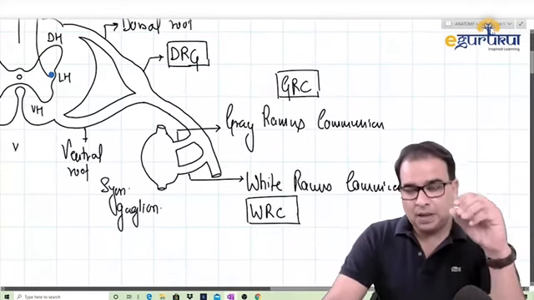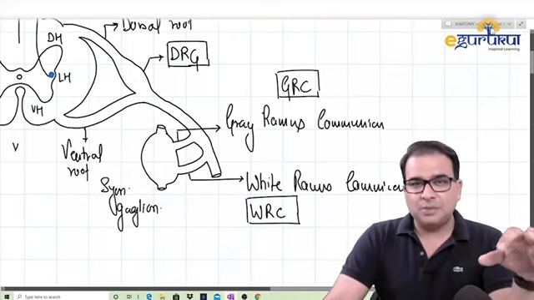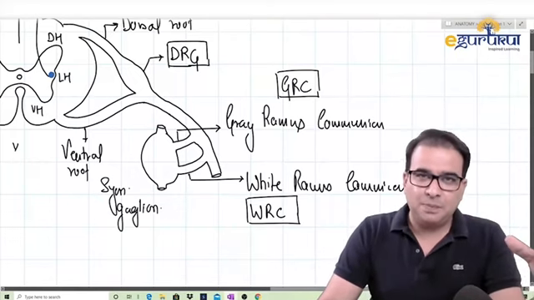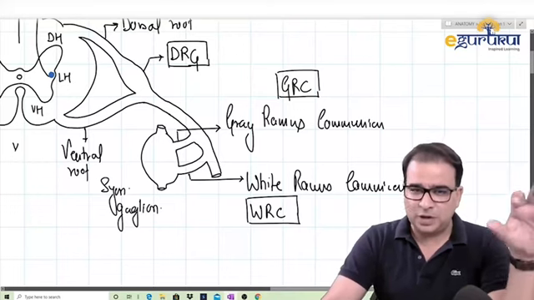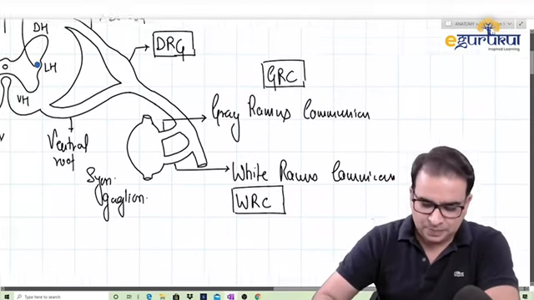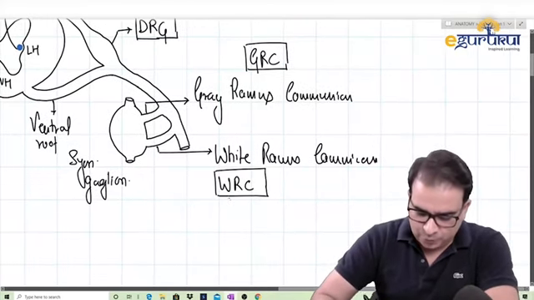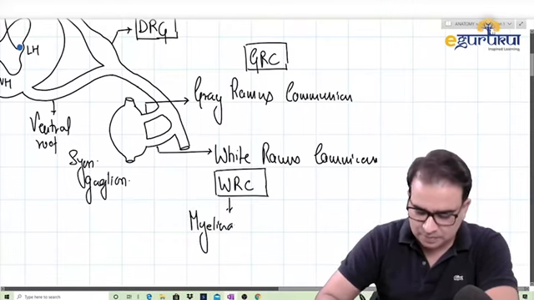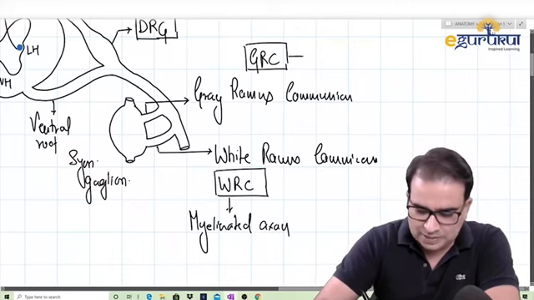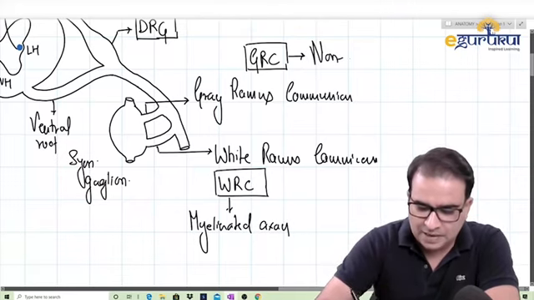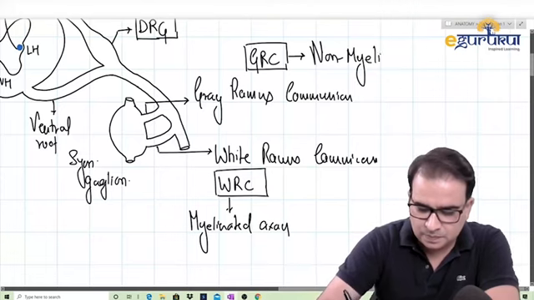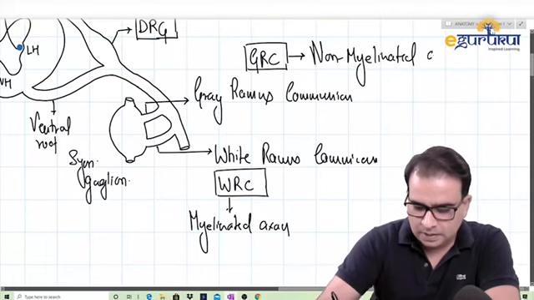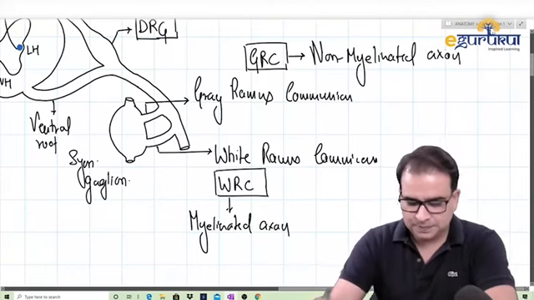Now, the white ramus communicans and gray ramus communicans are named based on myelination and non-myelination. When you say white ramus communicans, this is the root which mainly has myelinated axons present. And the gray ramus communicans is the one which has the non-myelinated axons.